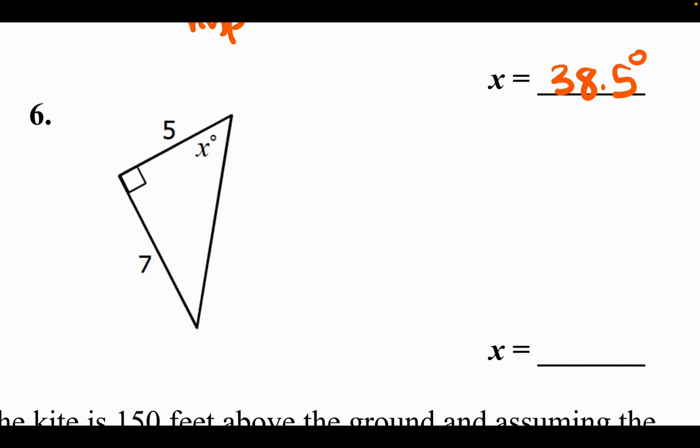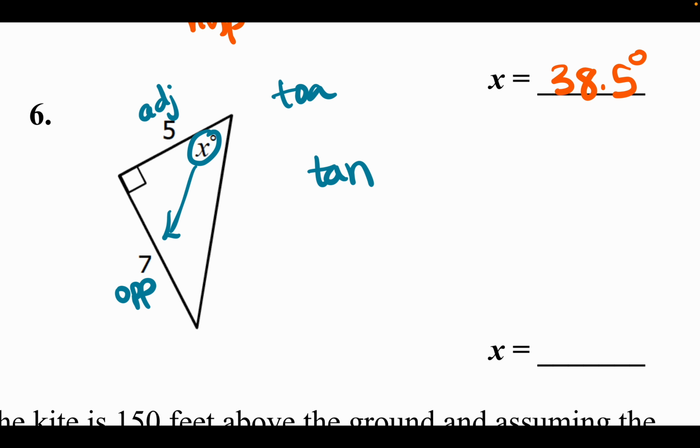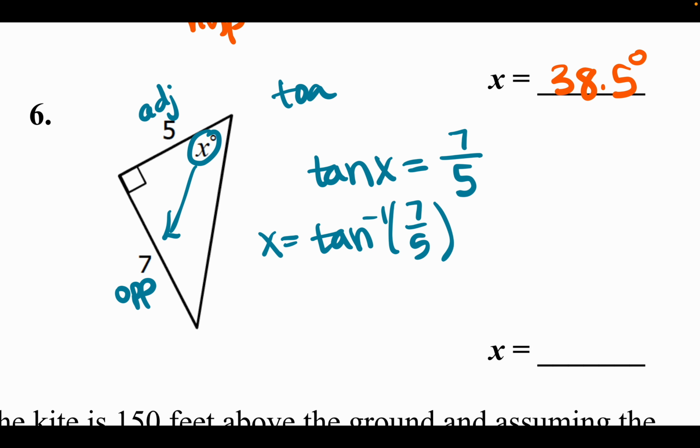Okay, number 6. X is your reference angle, so 7 is your opposite, 5 is your adjacent. That is TOA, so tangent of x equals 7 over 5. So then we'll use inverse tangent. So you get x is 54.46, so 54.5 degrees.